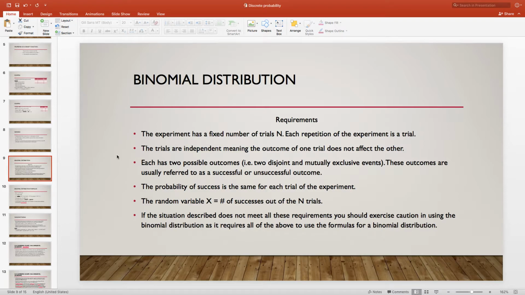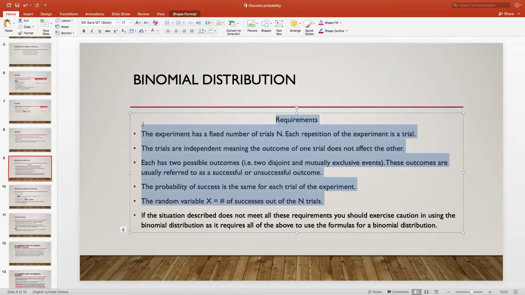And the probability of success has to remain the same for each trial of the experiment. And the random variable x is the number of successes out of the n trials. If you have all of these requirements, then you can apply the binomial distribution. But if you do not have all of these requirements, you need to exercise caution and know how well your answer approximates the true probability, or if it's reasonable to apply.